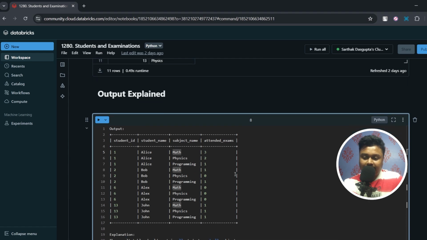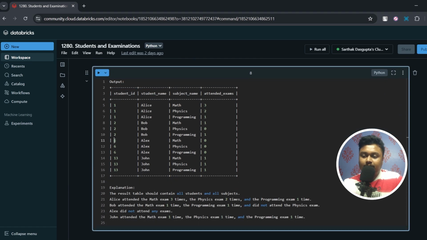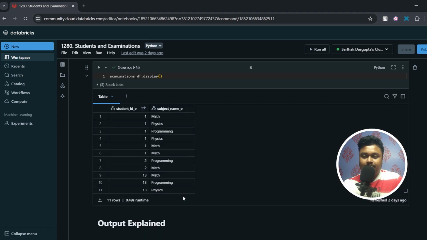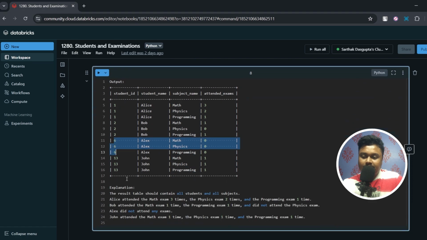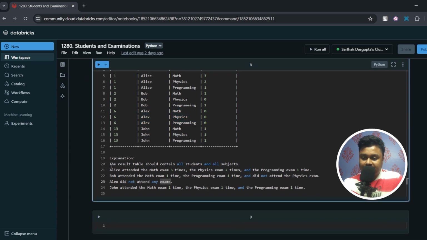But here, one interesting thing is, if you notice, student number 6 has not given any exam. If I go to the examination table, you will not find student ID number 6 here. That means student ID number 6 attended the classes for these 3 subjects, but did not appear for any of the exams. But the question expects us to keep this student in the solution as well. So let's try to understand this.